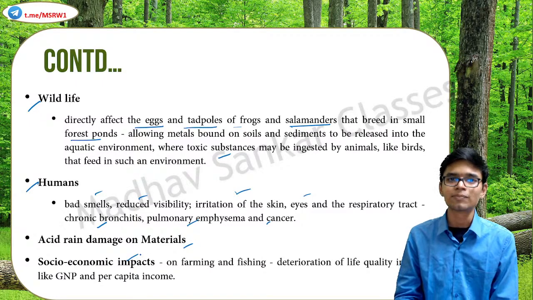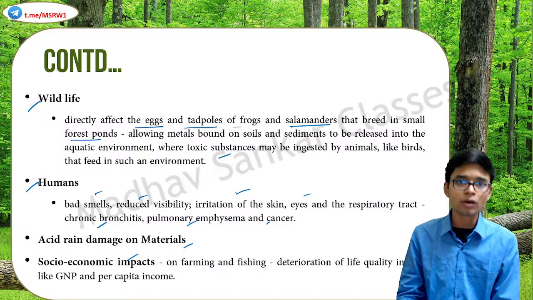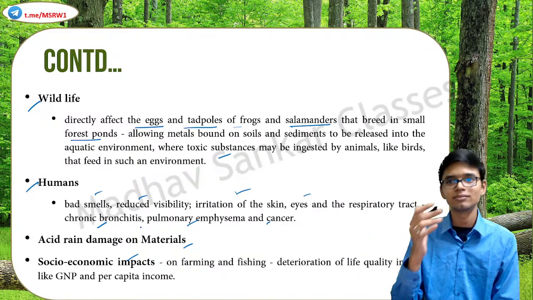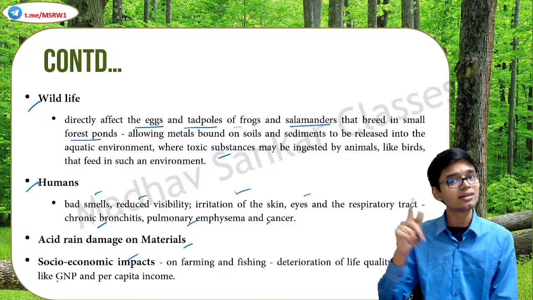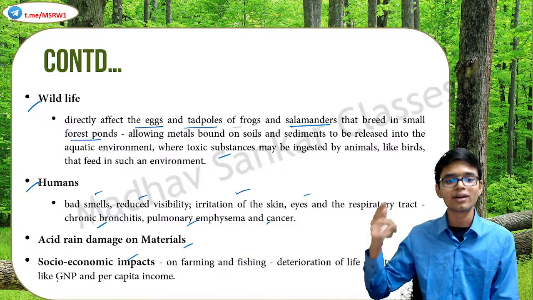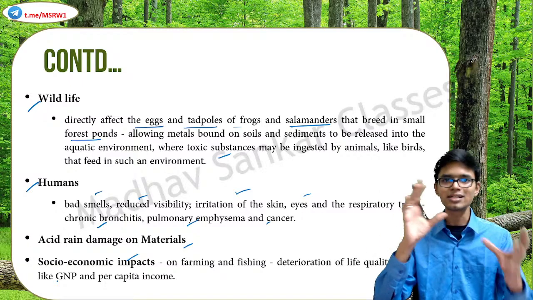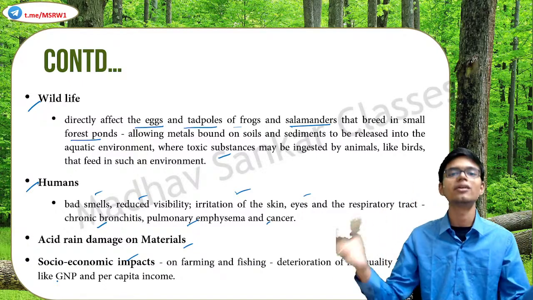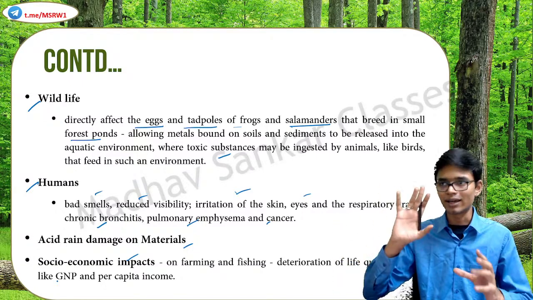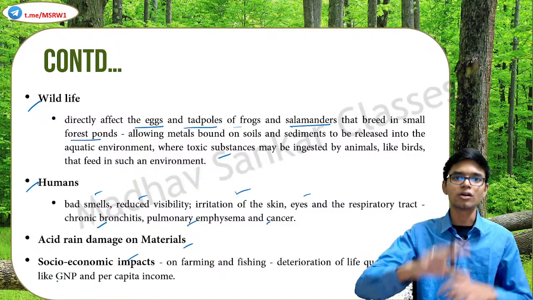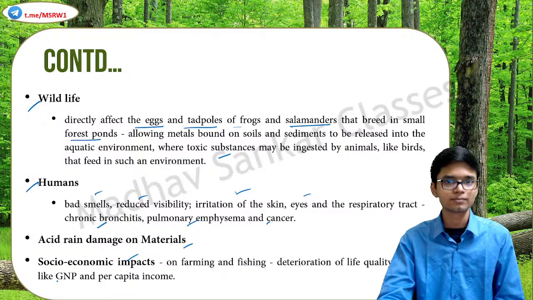Socio-economic impacts are there. When acid rain happens, crop losses can occur. The quantity of fish available in an area can fluctuate. This can decrease or deteriorate our national income, the GNP, per capita income. Everything is interconnected. The entire economy is based on our environment. So if the environment is affected negatively, it will have adverse repercussions on our economy as well.